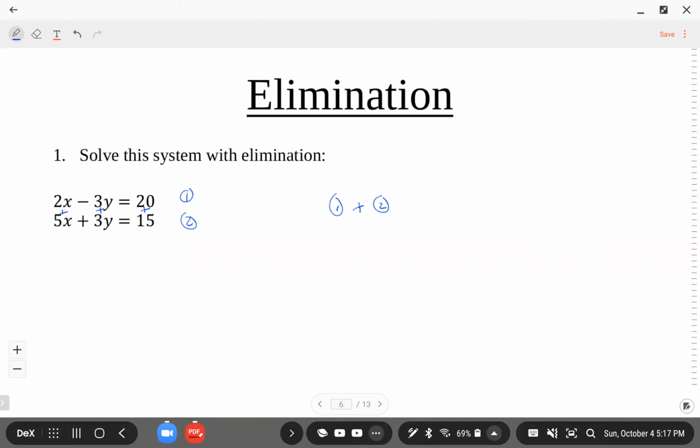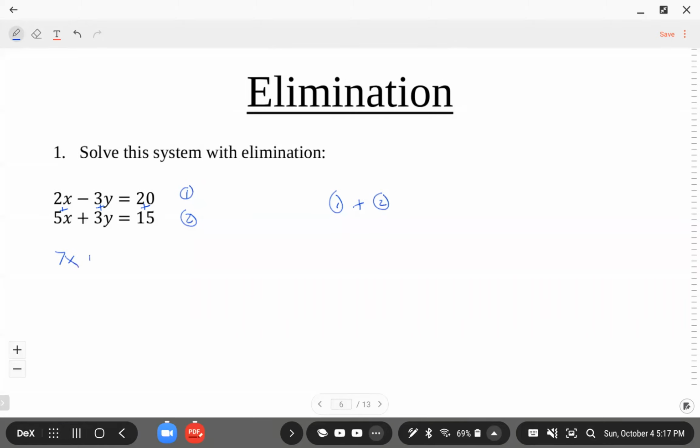Okay, so 2x plus 5x, right? 7x. Negative 3y plus positive 3y. That'd be 0, right? Okay, canceled out. And then 20 plus 15 equals 35. x equals 5. Okay, x equals 5.